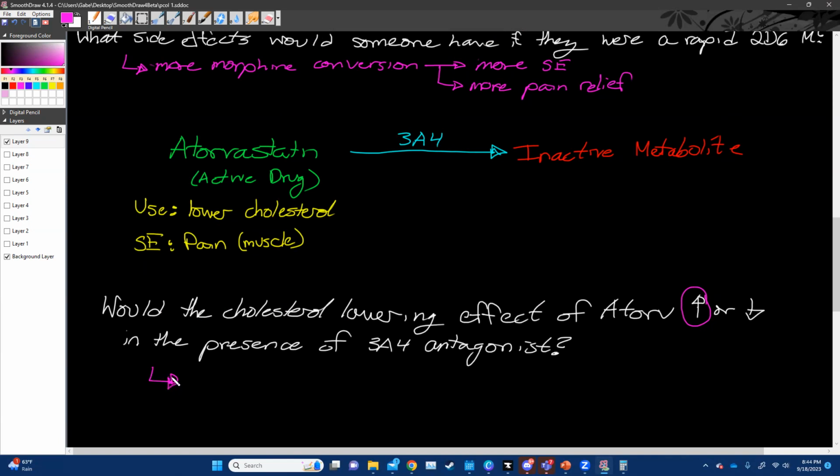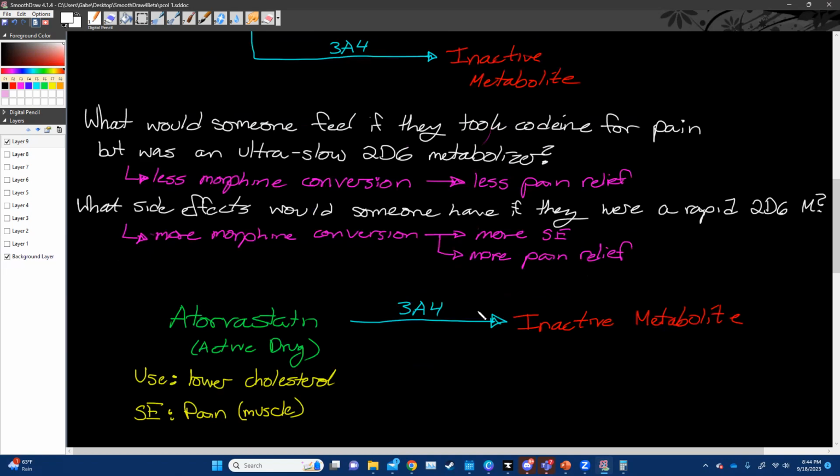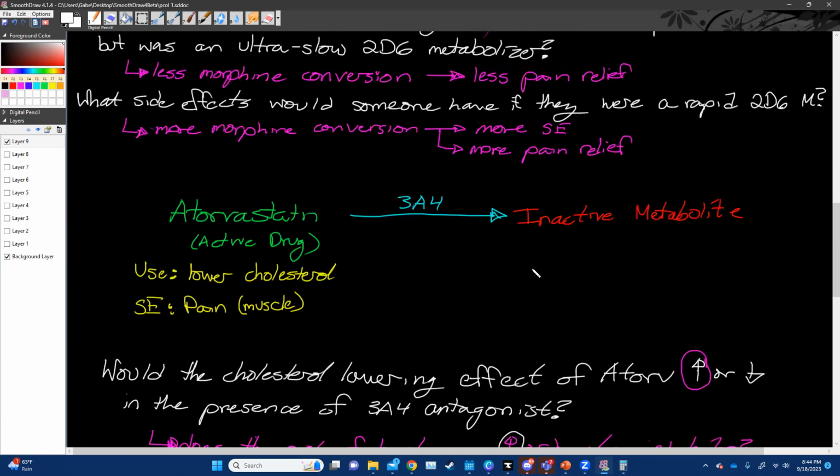And then the question becomes, does the risk of back pain increase or decrease with an inhibitor? It would increase. Yep. Increase because more of the active drug is hanging around. Any questions about why this is a different setup to this diagram? Here we are talking about 2 enzymes. Here we are talking about 1 enzyme.